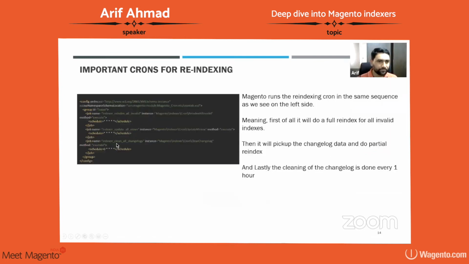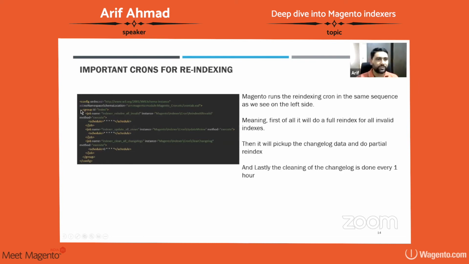Yeah, let me go to the next one. So this is about crons. Magento has three cron jobs under one cron group. This group ID is index, and there are three jobs: indexer reindex all invalid, indexer update all views, and indexer clean all change logs.